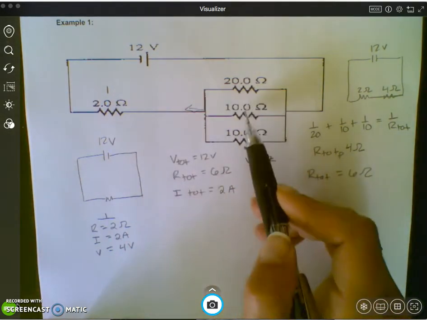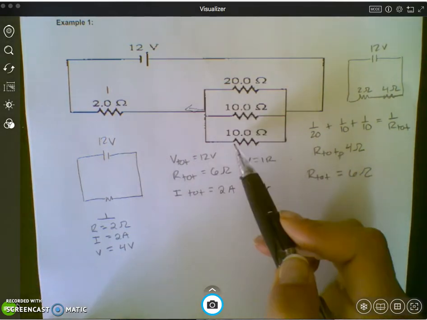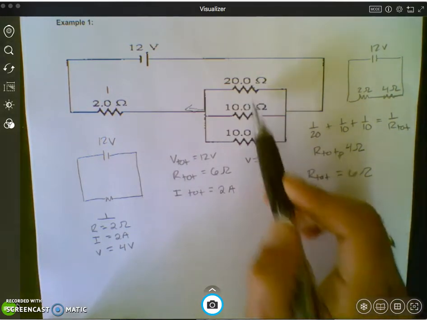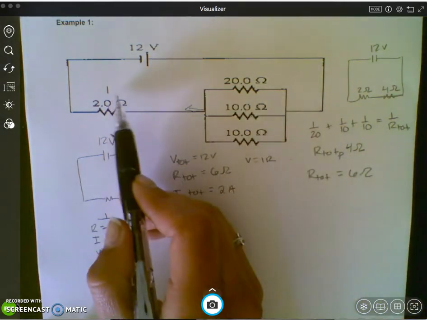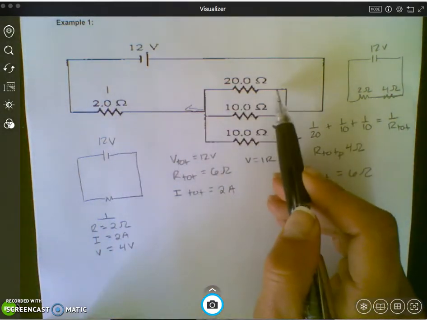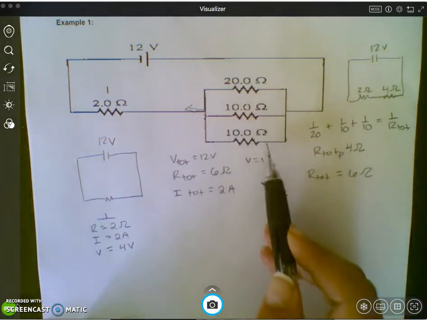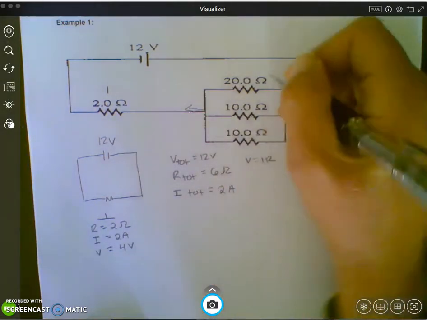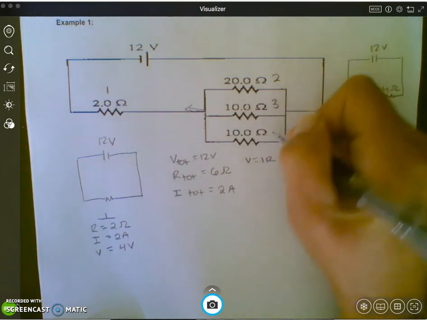Remember, since these are in parallel, all 3 of these will get every volt. They'll have different currents, but they'll have the same voltage. Because this resistor is definitely going to use 4 volts, we have 8 left to go over this one, or this one, or this one. Remember, the trucks can only take one path. Let's call these resistors 2, 3, and 4.